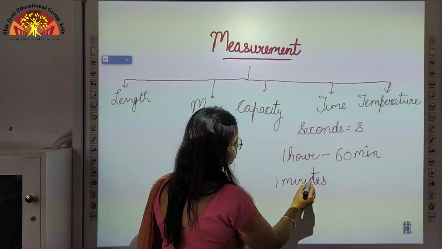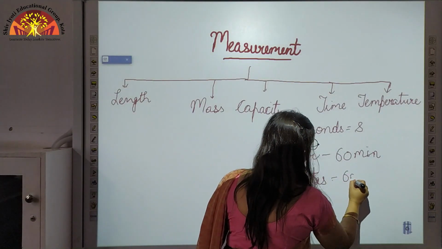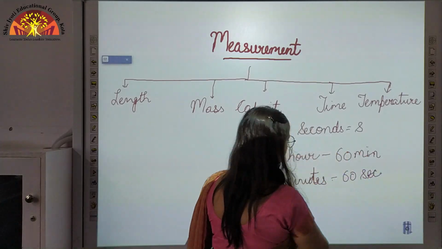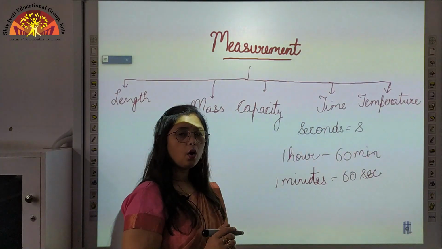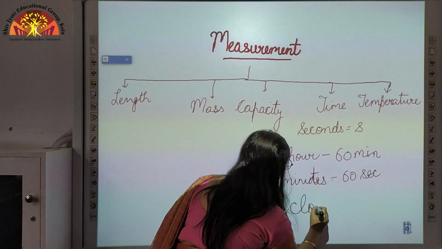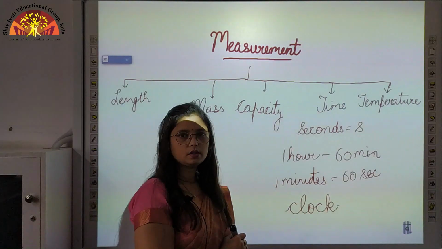and 1 minute is equal to 60 seconds. So children, now to measure time, what do we use? We use a clock. It is the equipment which is used to measure time.